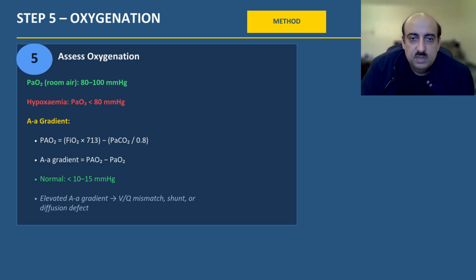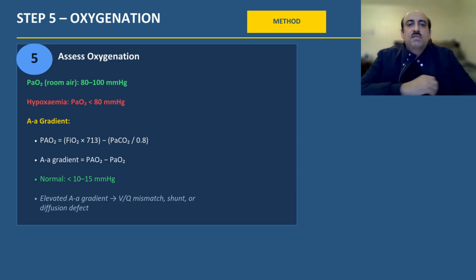Step 5, oxygenation. Number one, check the partial pressure of oxygen on room air. Normal should be 80 to 100 millimeters of mercury, which is calculated on the blood gas. Hypoxemia, if it's less than 80, it's indicative of hypoxemia.